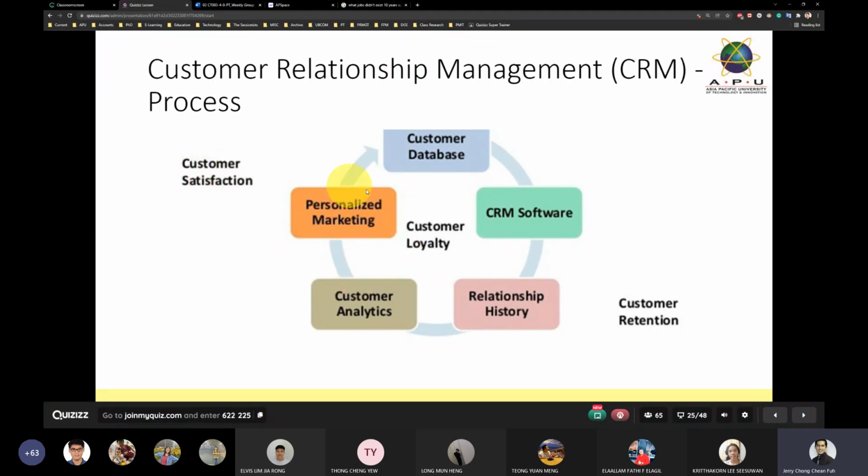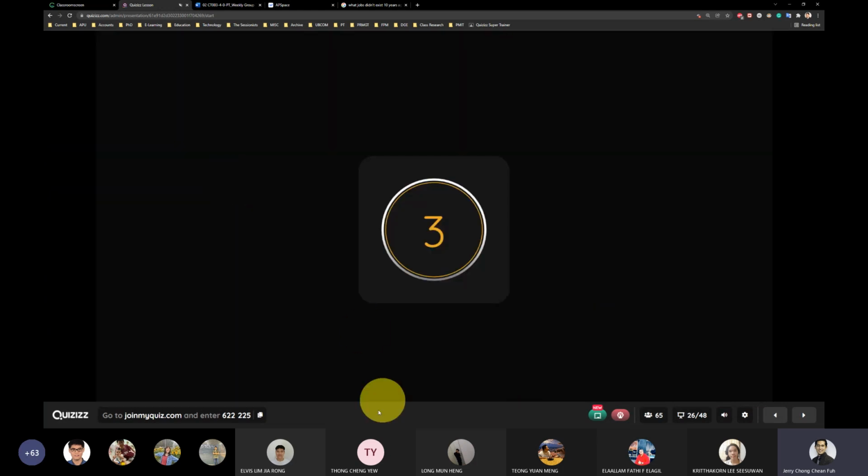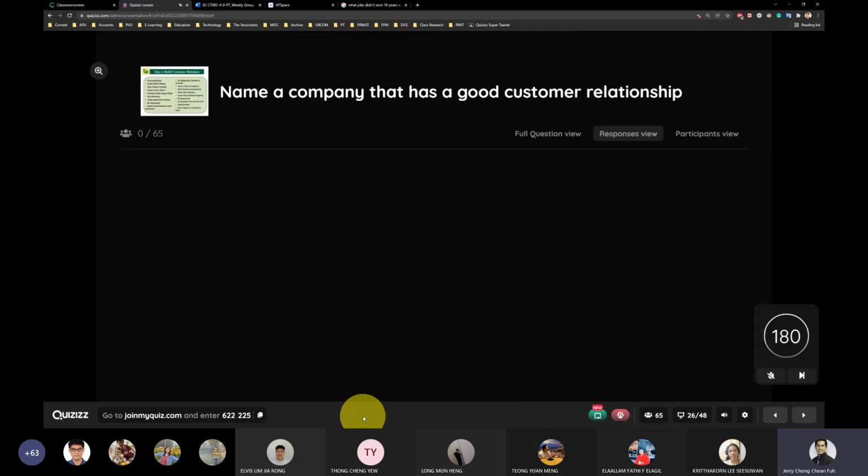So that's why what you will achieve by doing this is that you look at these two areas here: customer retention, right? Which talks about you retaining your customers as much as you can. More importantly is by measuring it against customer satisfaction, whether your customers are satisfied or not, that definitely makes a huge difference, right? So with me saying all that, can you name a company that has a good customer relationship?